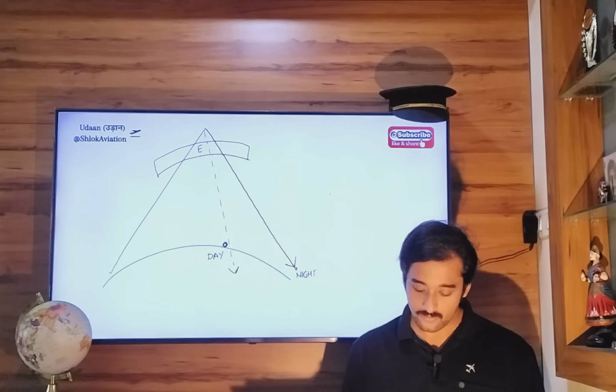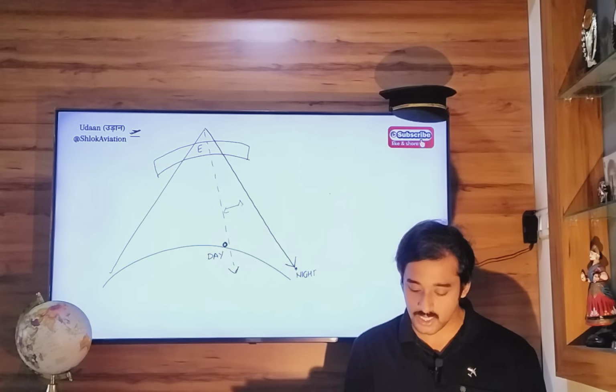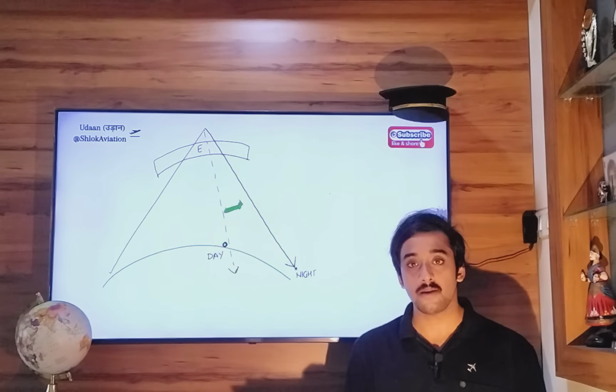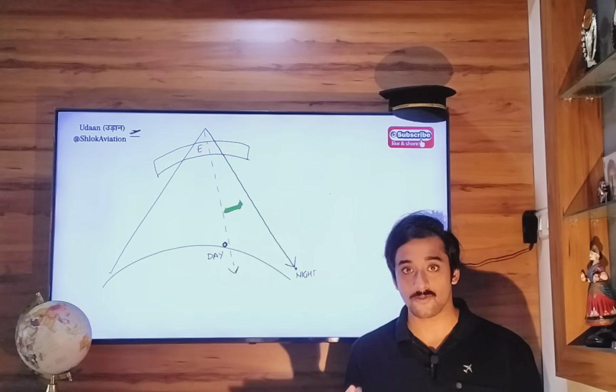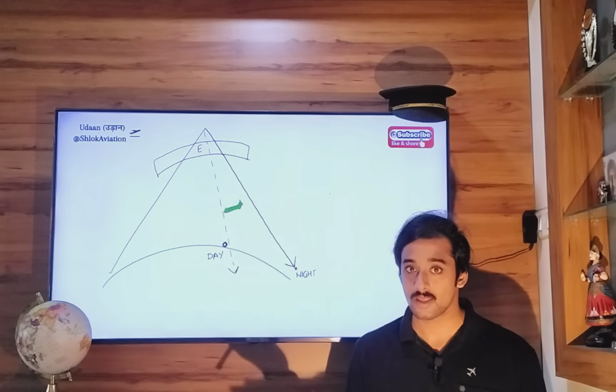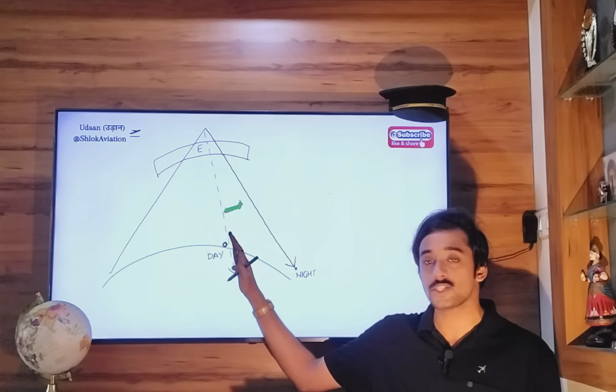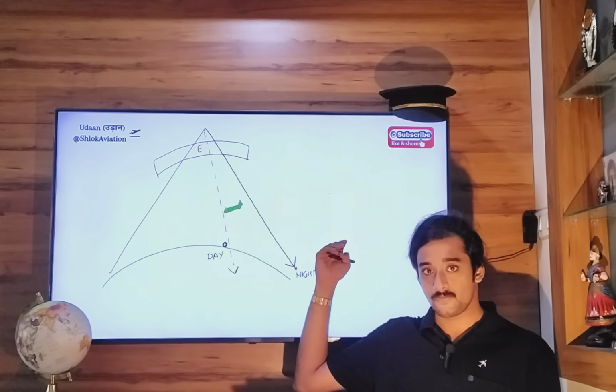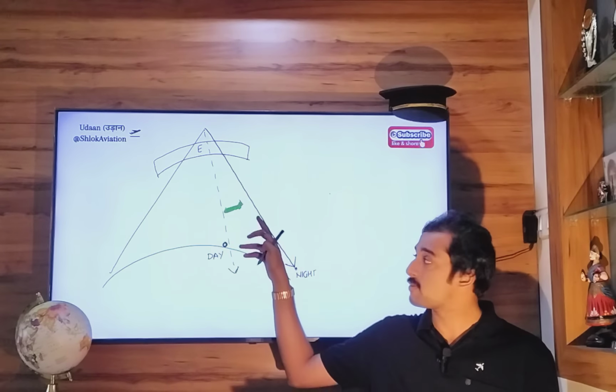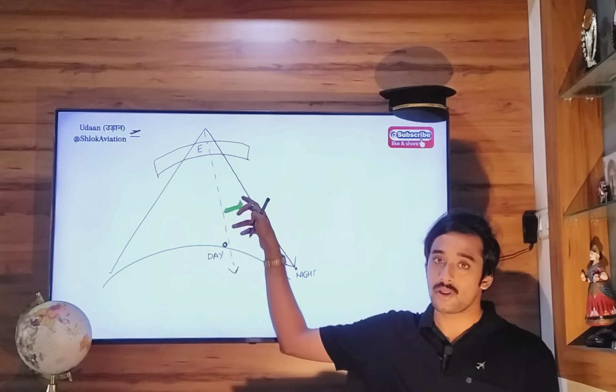So any aircraft which is able to successfully receive this first sky wave at this position will not be able to receive the same sky wave, the first sky wave, when it's night time. The position is still the same because now at night time the first sky wave reaches beyond the aircraft. Okay, so now practically aircraft will be falling in dead space during night time.